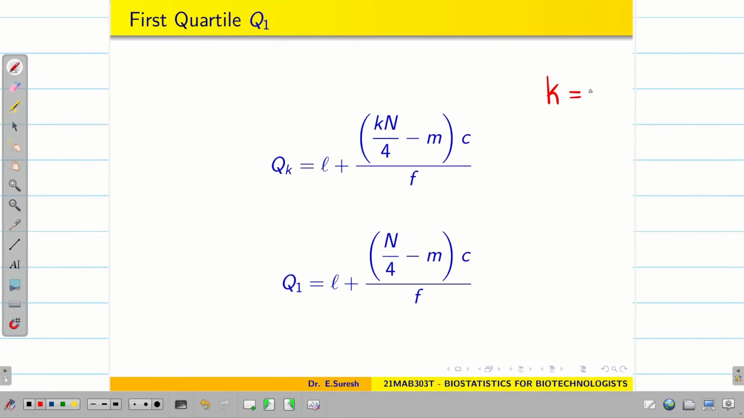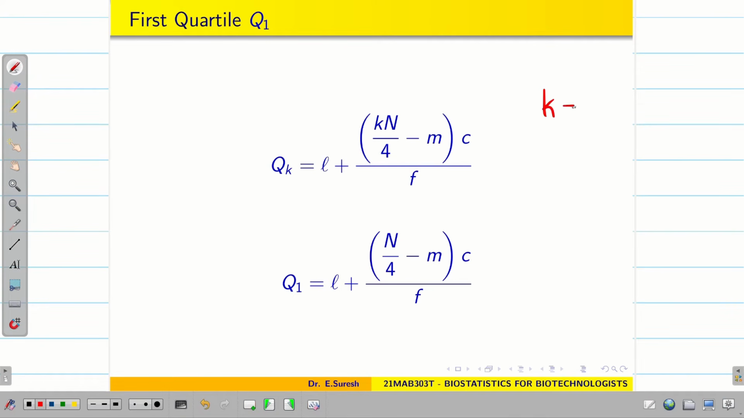Here K possesses three values: 1, 2, and 3. If you substitute 1 here, you will get the first quartile. If you substitute 2, you will get Q2, that is my median or second quartile. When you substitute 3, you will get the third quartile. So now let us find the first quartile.